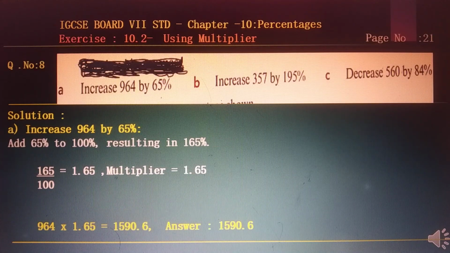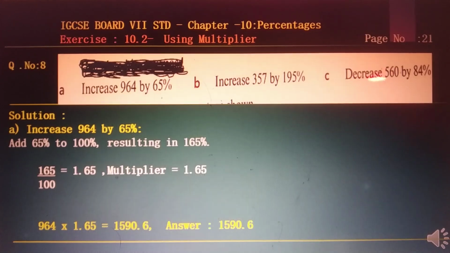In question number 8, increase 964 by 65 percent. The same way for B and C. Increase 964 by 65 percent. Increase means add 65 percent to 100, resulting in 165 percent. Finally, we are getting multiplier 1.65. 1.65 multiplied with 964, we are getting the final answer 1590.6.